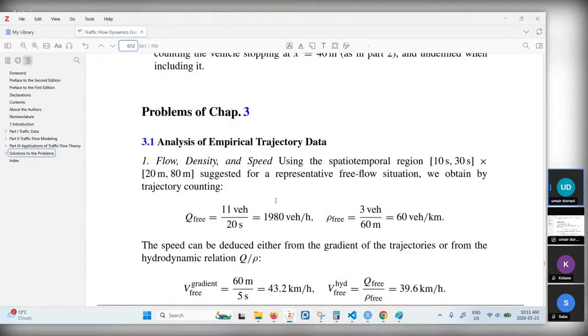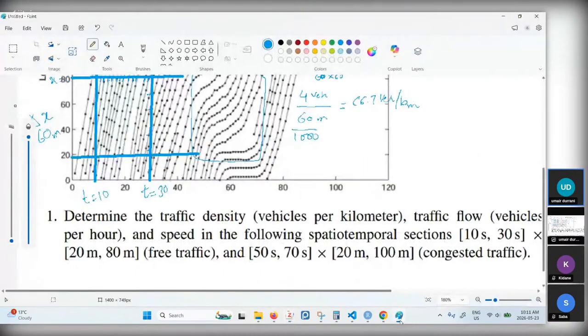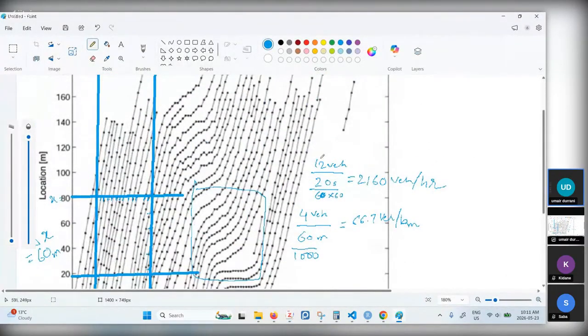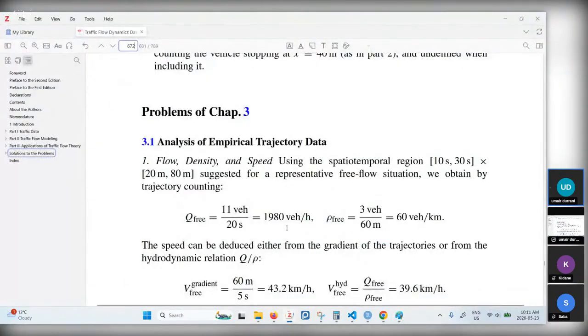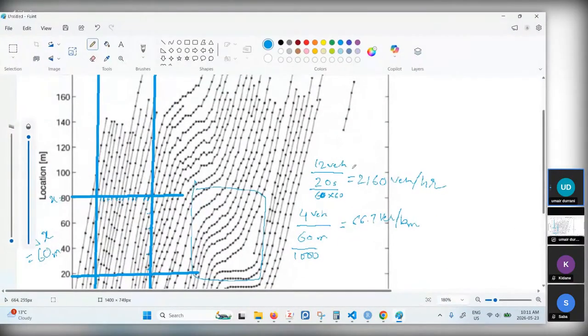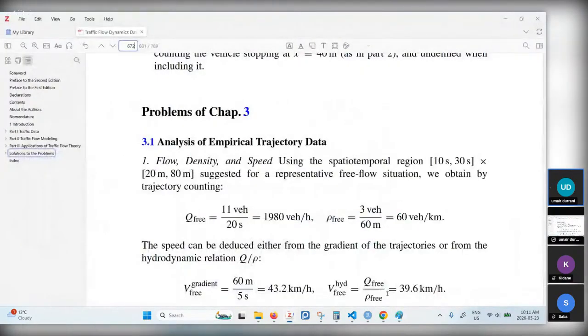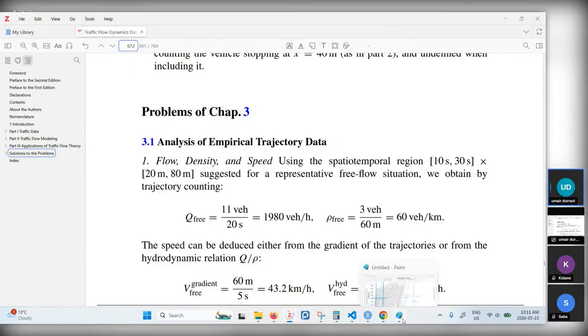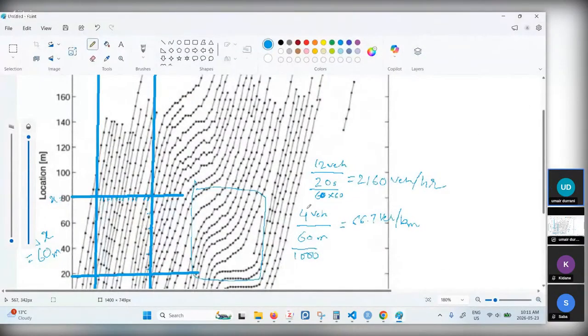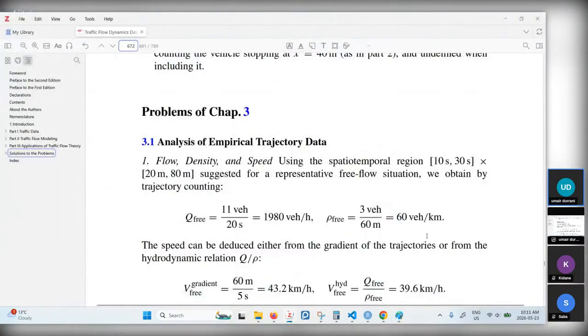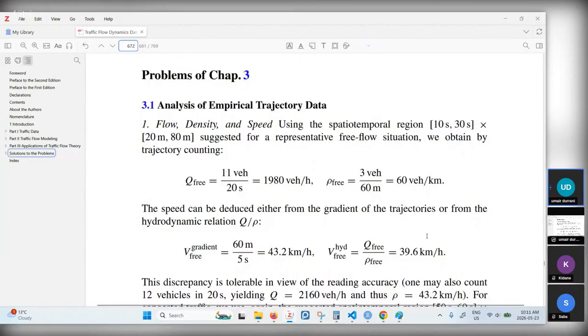All right, so here it says 11 vehicles divided by 20 seconds. I counted 12 vehicles divided by 20 seconds, so that's almost the same, which comes out to be 1980 vehicles per hour. In our case, that was 2160, so it's pretty close. And for density, it's 3 vehicles divided by 60 meters. I counted 4 vehicles divided by 60 meters. So again, similar result for the free traffic.